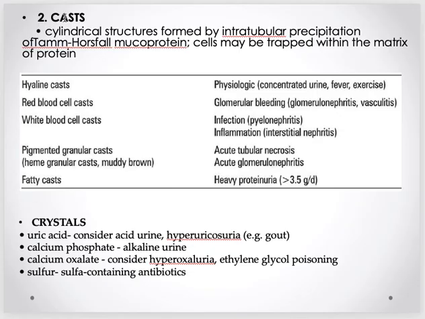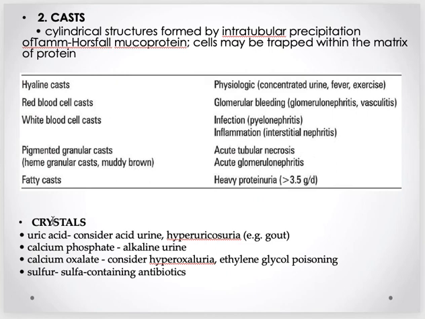So these are the casts I was talking about. Casts are basically cylindrical structures formed by intratubular precipitation. If the hyaline cast is present, it is physiological, like concentrated urine, fever, exercise. Red blood cell casts, I told you, mean glomerular bleeding. White blood cell casts mean there is infection in the kidney, like pyelonephritis, or inflammation like interstitial nephritis. If pigmented granular casts are present, then think about acute tubular necrosis, acute glomerulonephritis. If fatty casts are present, it means there is heavy proteinuria.